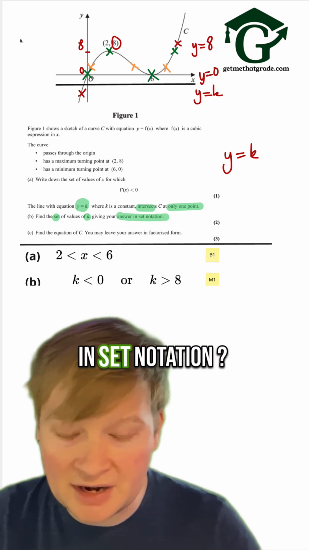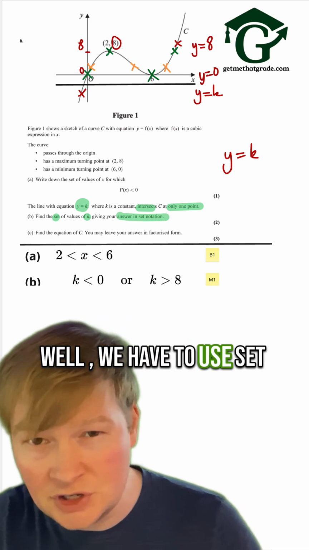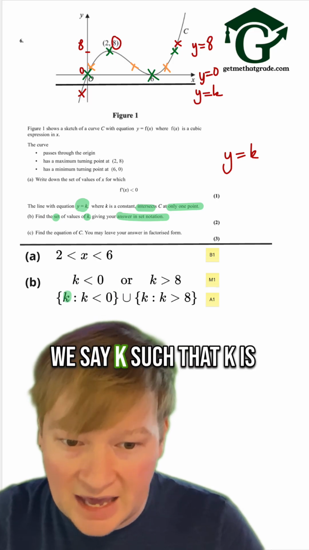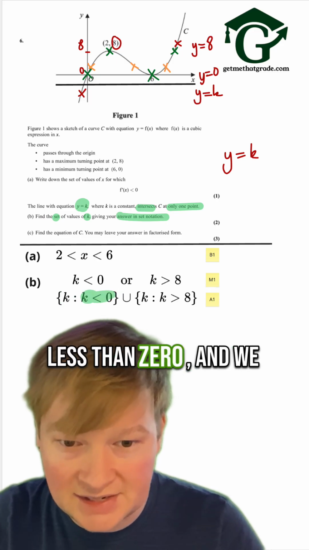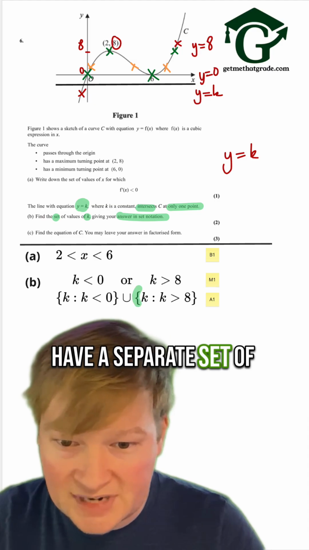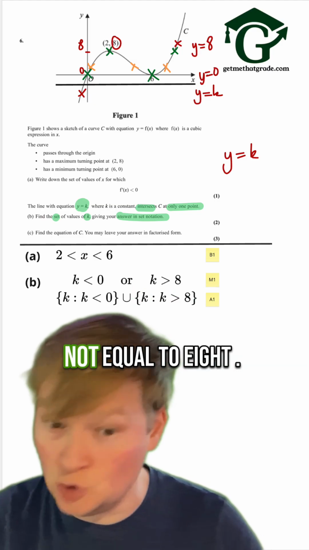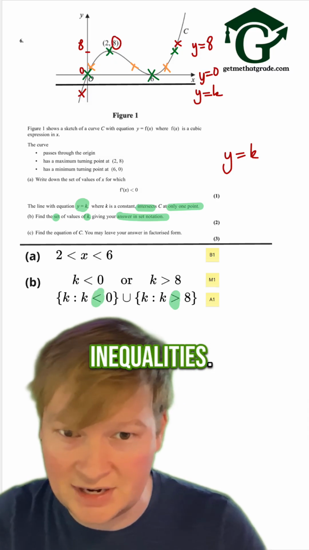So how do we write that in set notation? Well, we have to use set brackets. These are the curly brackets that we have here. We say k such that k is less than 0. And then we have a separate set of curly brackets here. K such that k is greater than 8. Not equal to 8. We've got to be careful. These are strict inequalities, right?